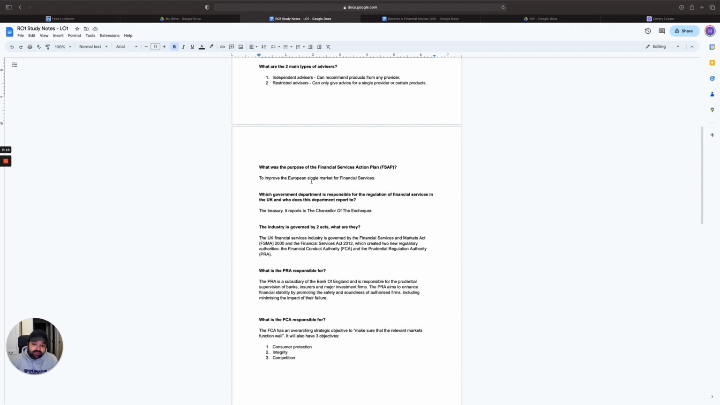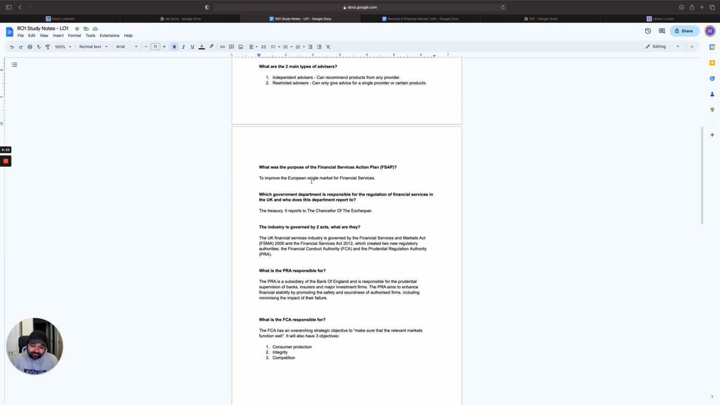What is the PRA responsible for? The PRA, the Prudential Regulation Authority, is a subsidiary of the Bank of England and is responsible for the prudential supervision of banks, insurers, and major investment firms. The PRA aims to enhance financial stability by promoting the safety and soundness of authorized firms, including minimizing the impact of their failure. So they make sure that when firms do fail, it's not too bad.